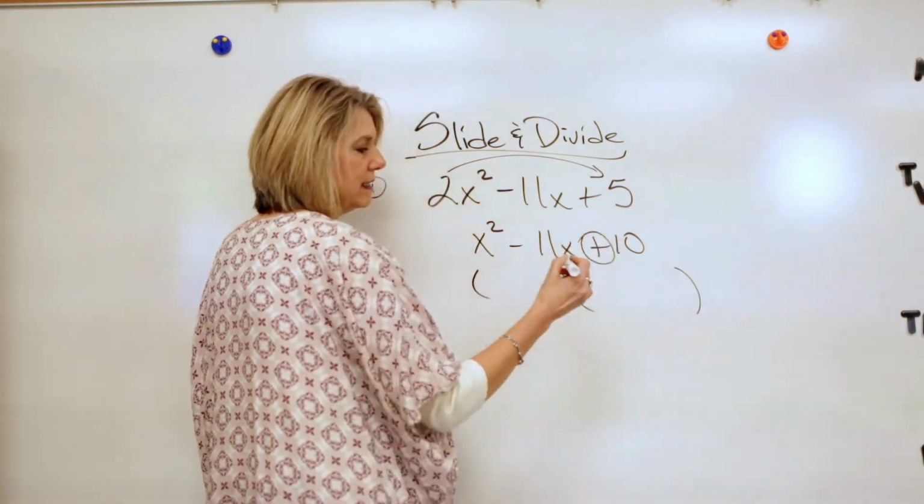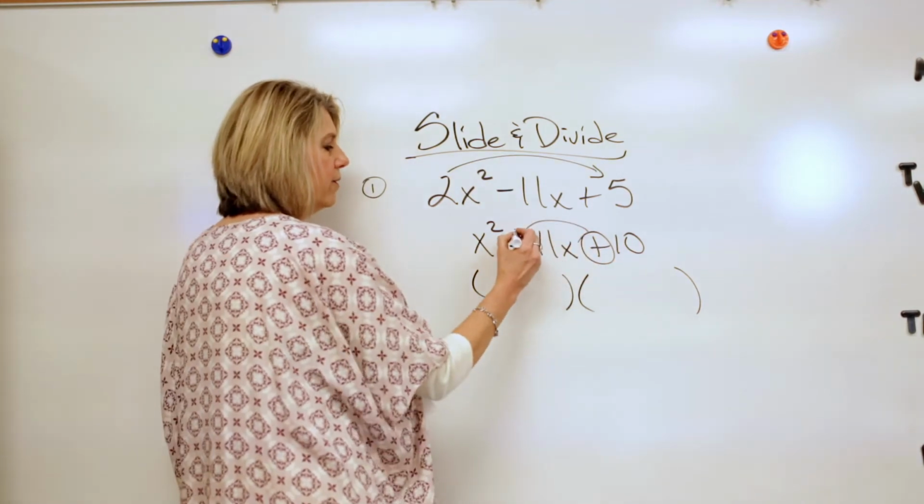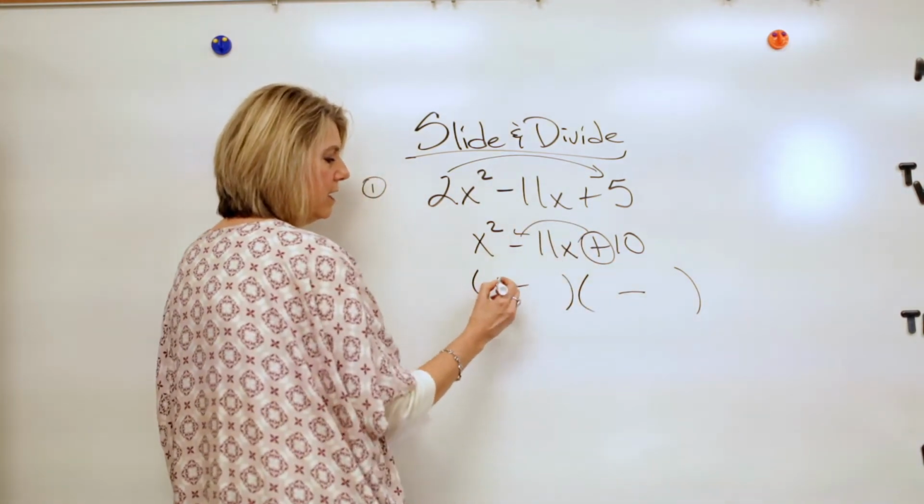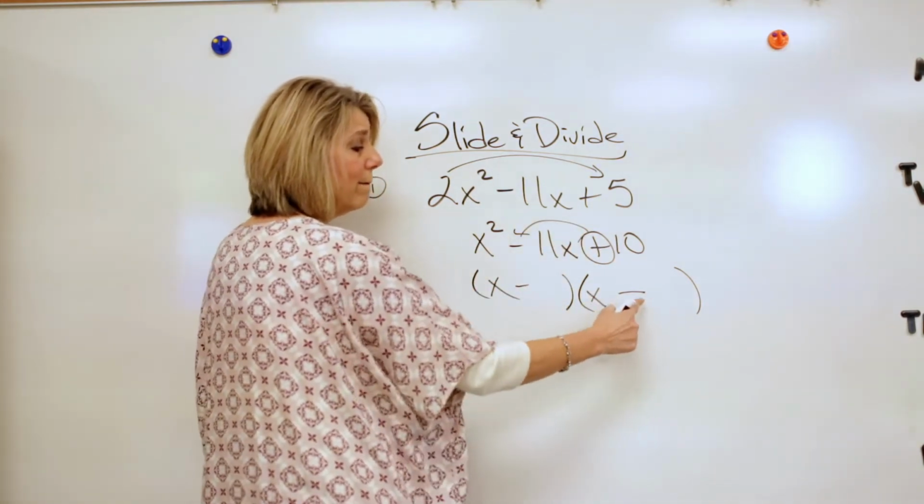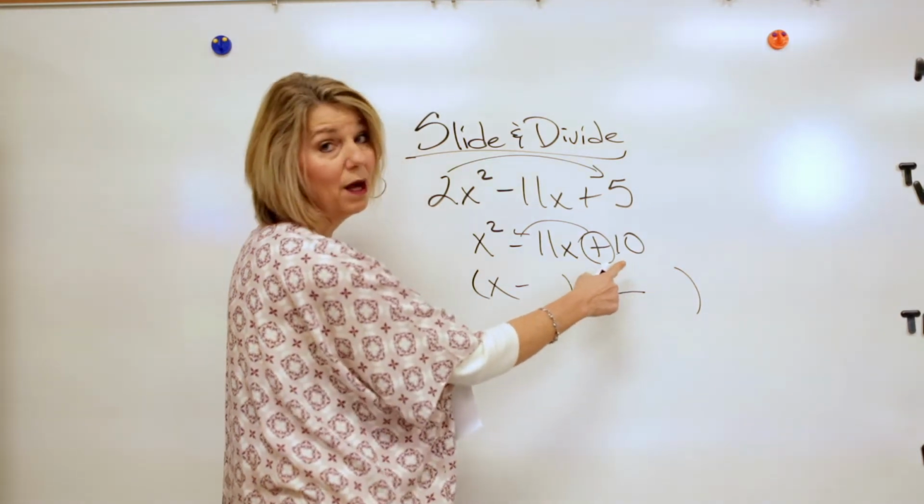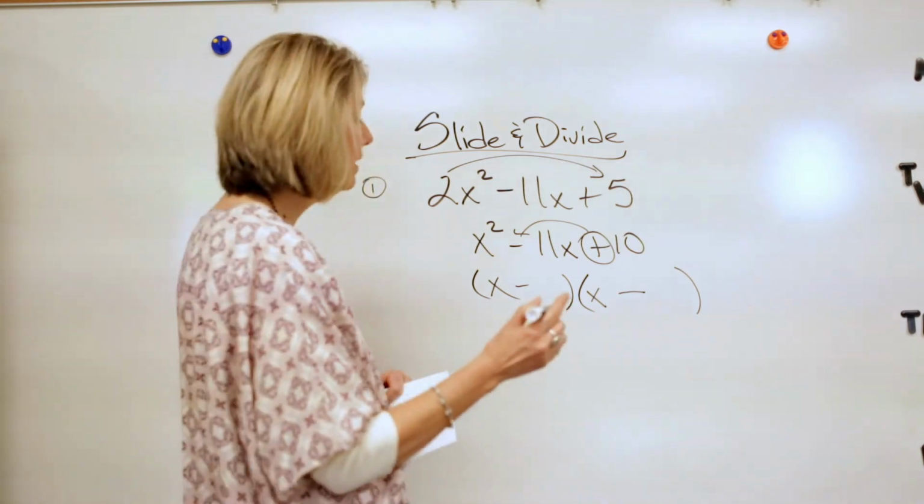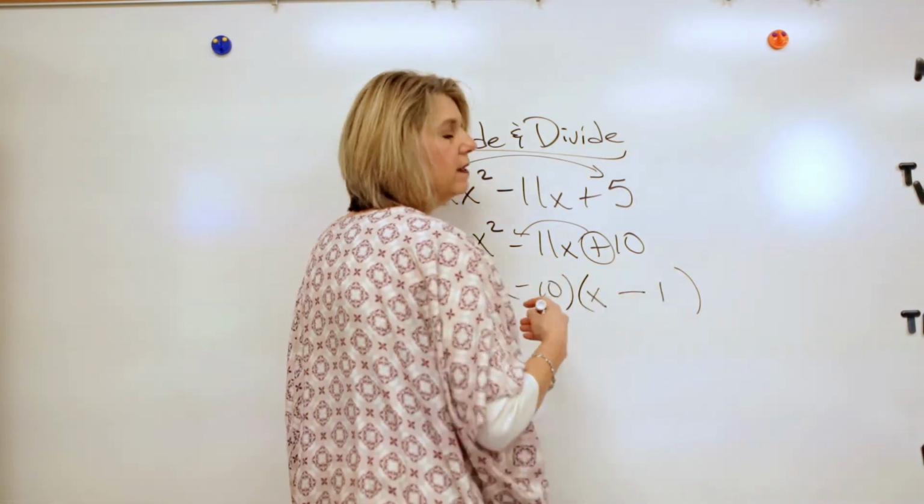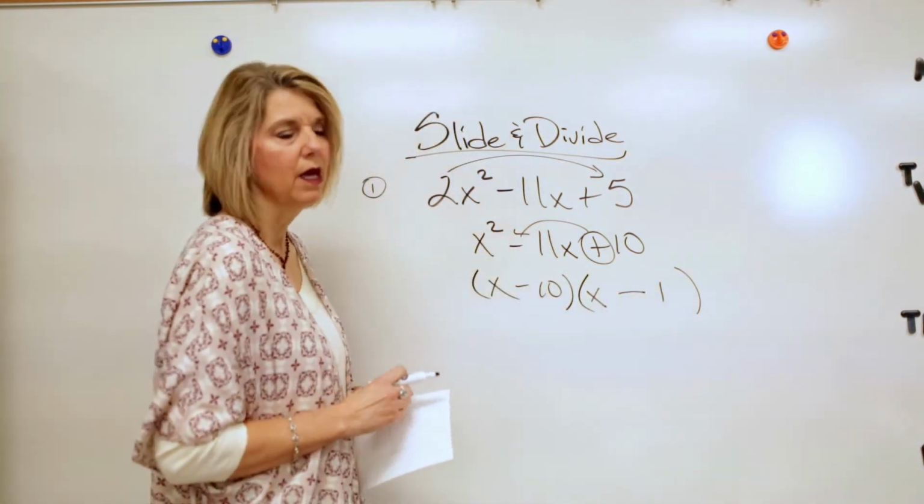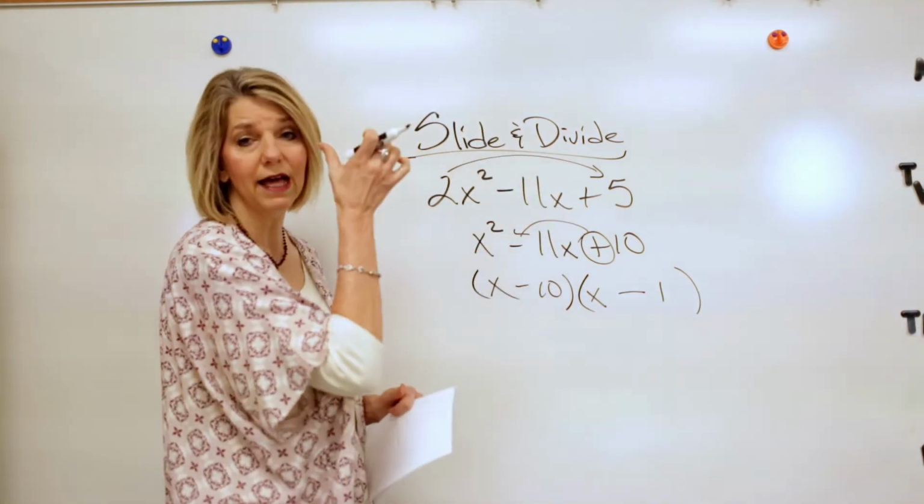So this tells me my signs are the same. They're both going to be minus. I know it's x and x. What multiplies to get 10 but adds to get 11? Well, that would be 10 and 1, and it doesn't matter where I put them because my signs are the same. So step 1 was I do the slide.